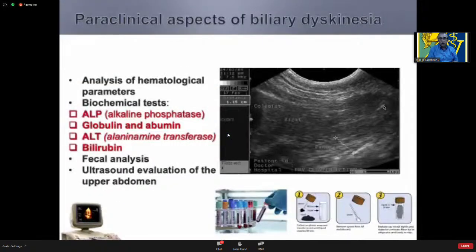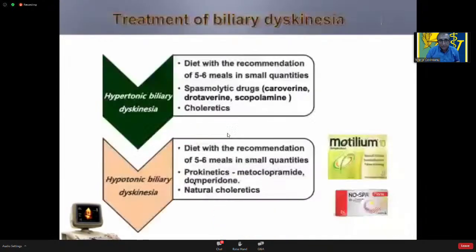very, very important. Few words about the paraclinical aspects of biliary dyskinesia. The hematological parameters do not indicate important changes. And from biochemical point of view, we can recommend alkaline phosphatase activity, the level of globulin and albumin in the serum, and of course, the level of activity of alanine aminotransferase, and in addition bilirubin. Of course, and evaluation using ultrasound machine of the upper abdomen.